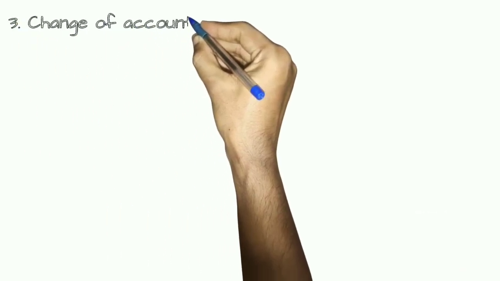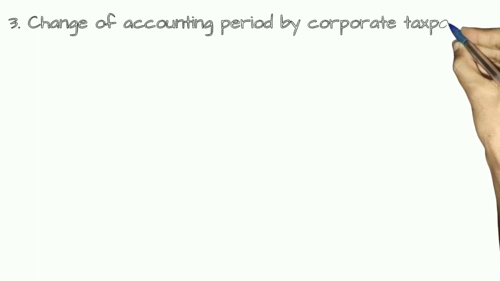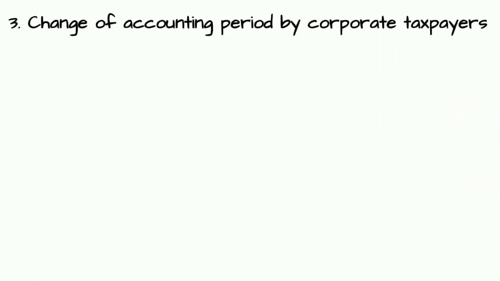Third is change of accounting period by corporate taxpayers. Kung ang gamit noon ng corporate taxpayer ay calendar accounting period, papalitan niya ng fiscal accounting period. Kung ang gamit noon na accounting period ng corporate taxpayer ay fiscal accounting period, papalitan niya ng calendar accounting period. Take note na para makapagpalit ng accounting period ang isang corporate taxpayer, kailangan muna ng approval ng BIR.